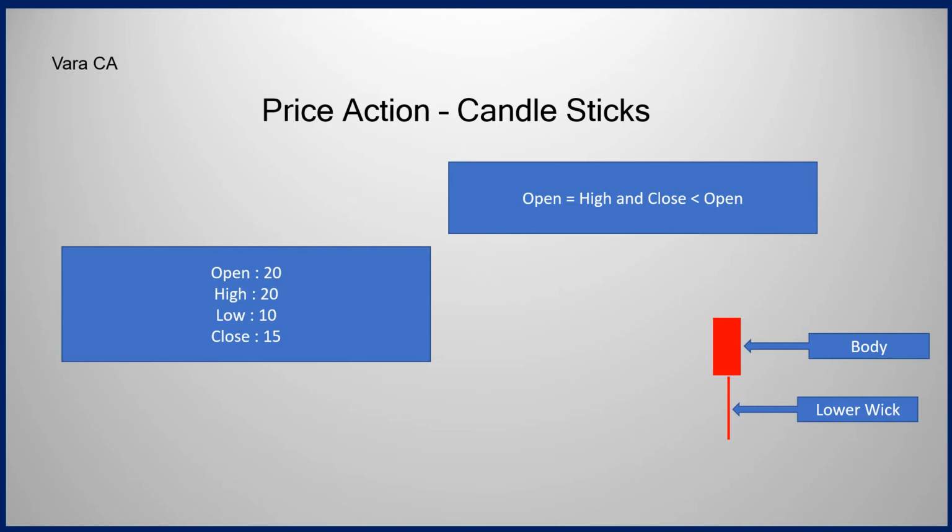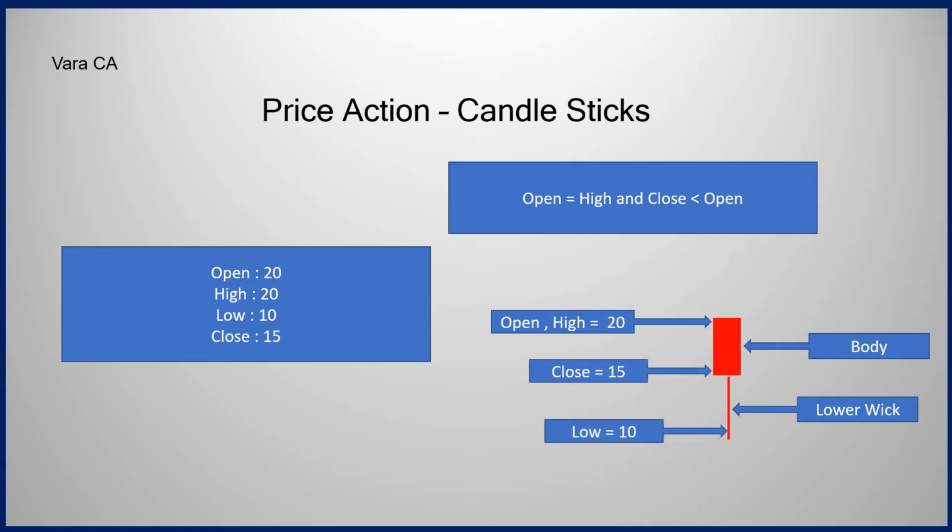So next one, open is equal to high, low is 10, close is 15. Open is equal to high, close is less than open. So this is how it gets plotted. Open and high get plotted here, close is plotted here, low is here, and there is no upper wick, body, or lower wick. This is another example.